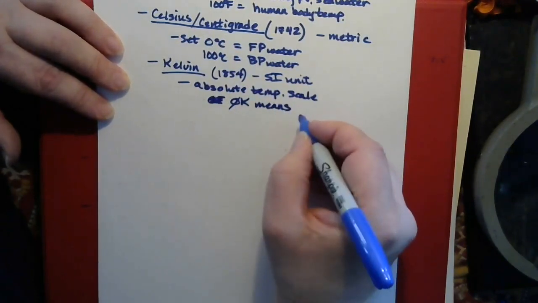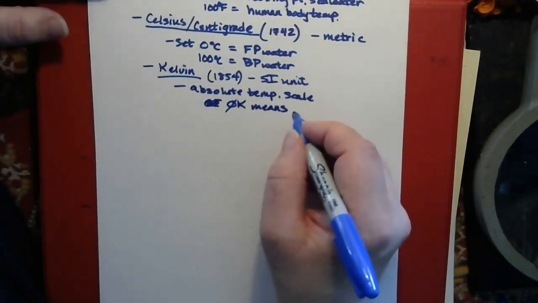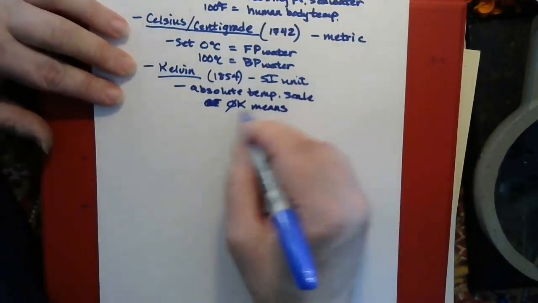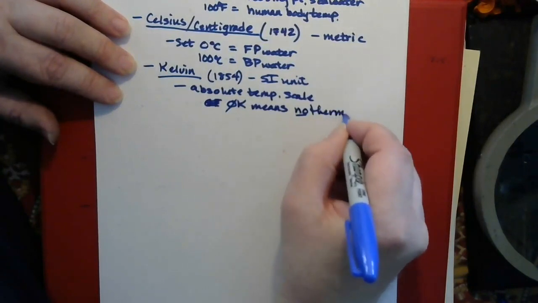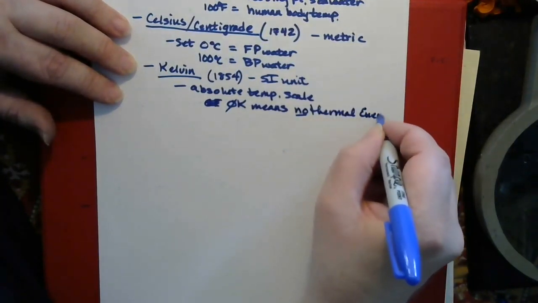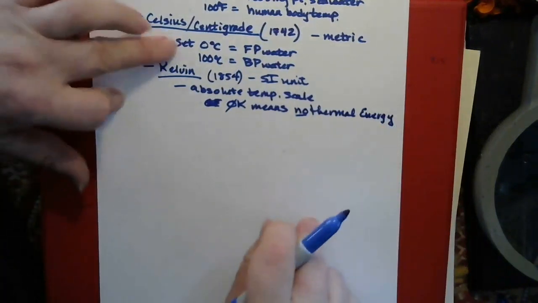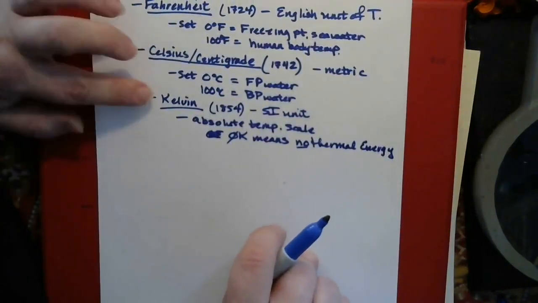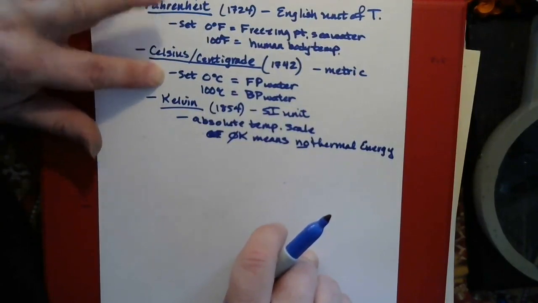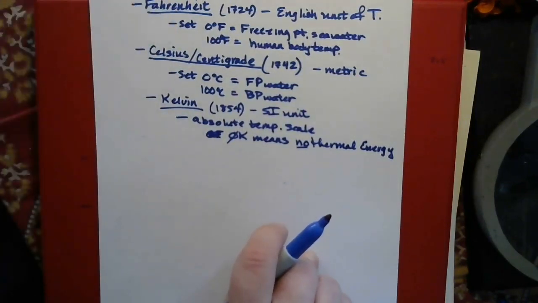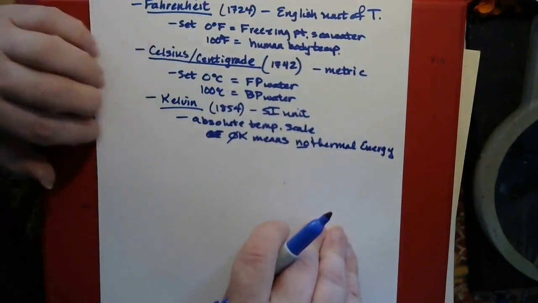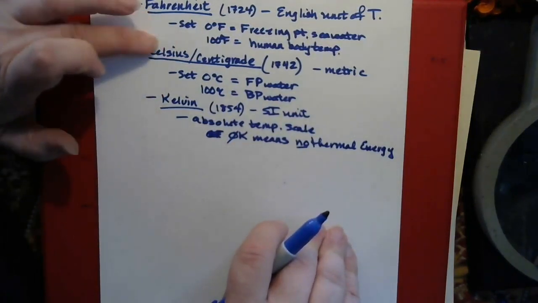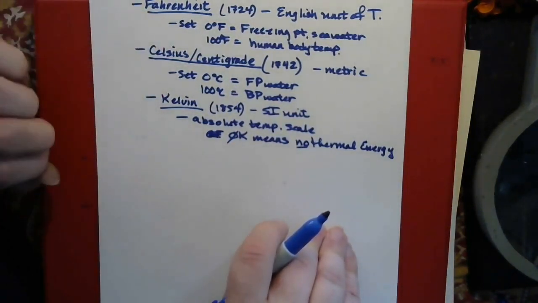And by absolute temperature scale, what I mean is that 0 means nothing. No thermal energy at all. That's not true for Celsius or Fahrenheit. At 0 degrees Celsius or 0 degrees Fahrenheit, you still have quite a bit of thermal energy. The particles in a substance are still vibrating fairly quickly.